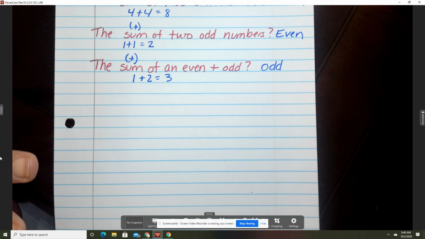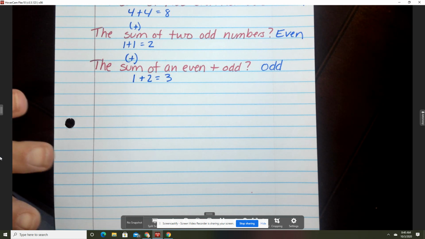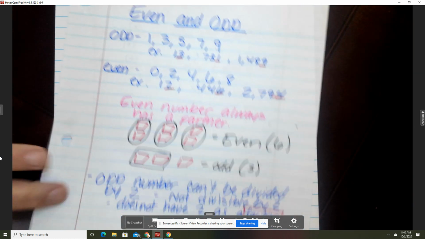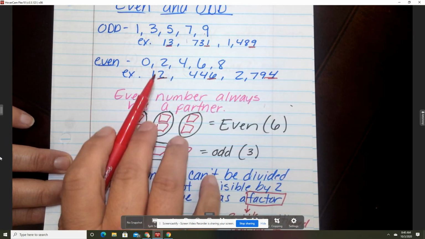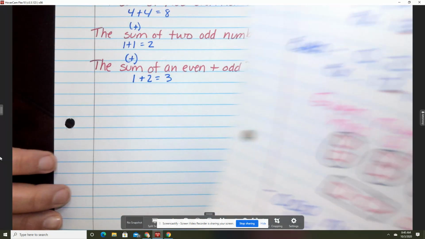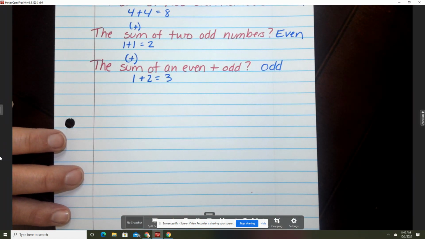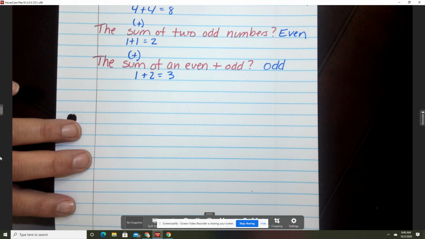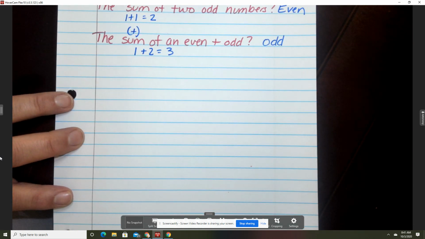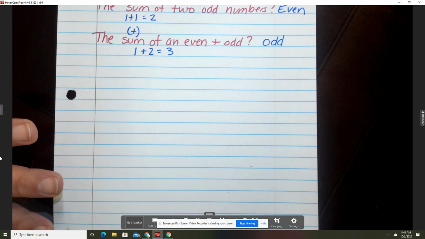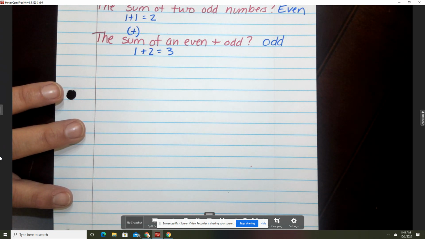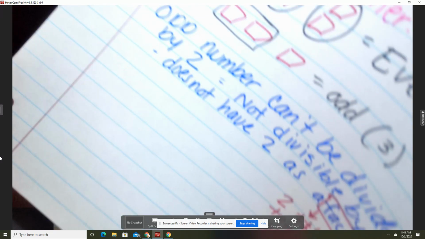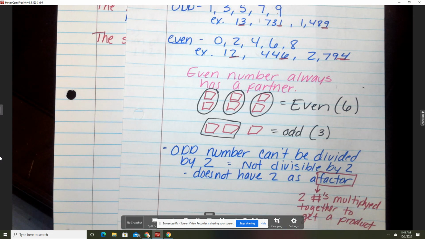Just remember that we said up here that odd numbers have to have an odd number in their one spot, and even numbers have to have an even number in their one spot. All even numbers are divisible by 2. They can be divided by 2 evenly without having a remainder. We said that on our other notes. So that is all the notes you're going to need for odd and even.